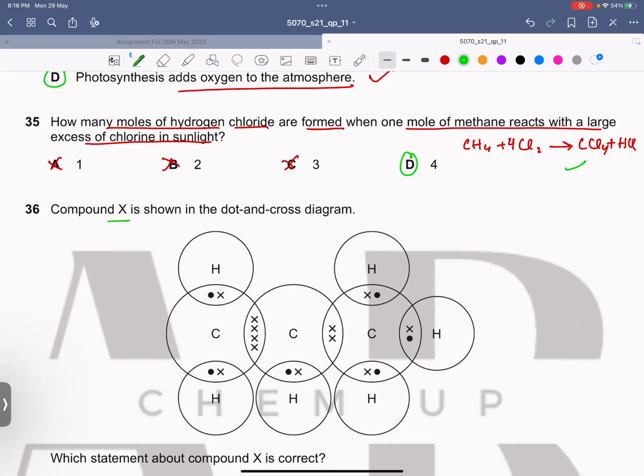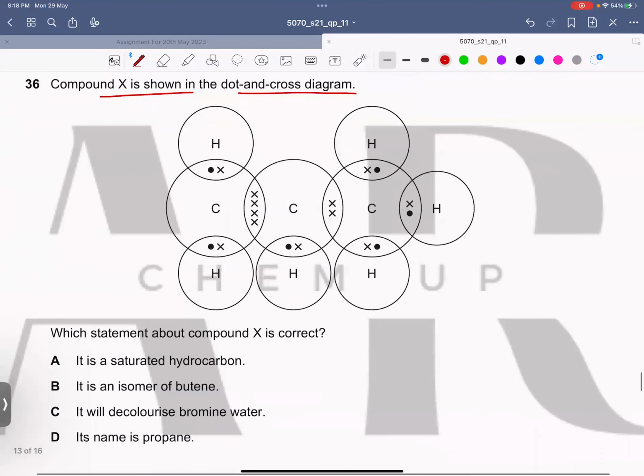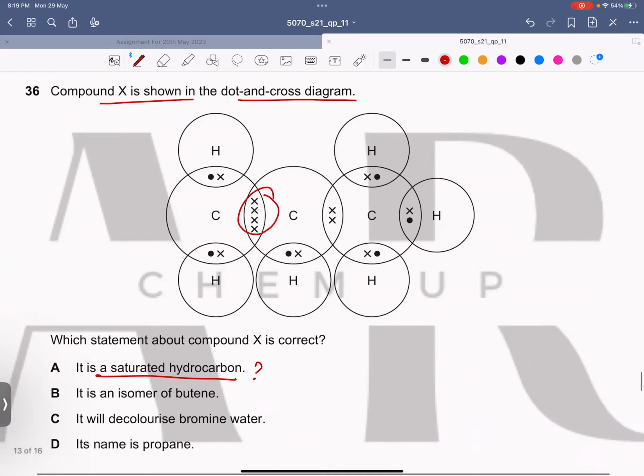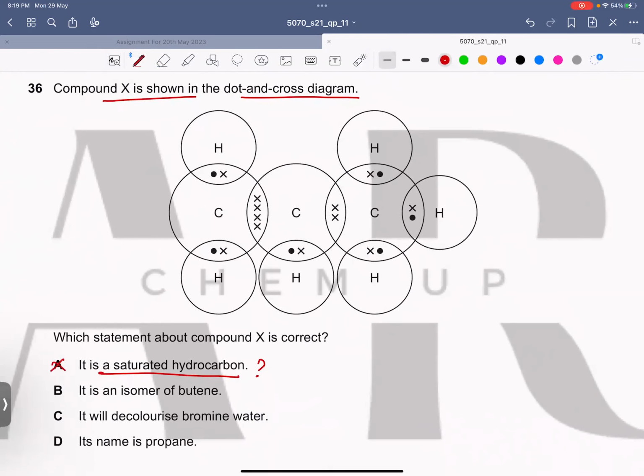Okay. Question number 36. Compound X is shown in the dot and cross diagram. Which statement about compound X is correct? It is a saturated hydrocarbon. Is this correct? Why? Look at the diagram, there is a double bond, which makes it unsaturated. Alkenes are saturated when there are all single bonds. So A is wrong. It is an isomer of butene.